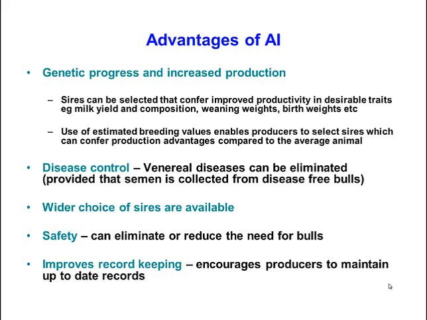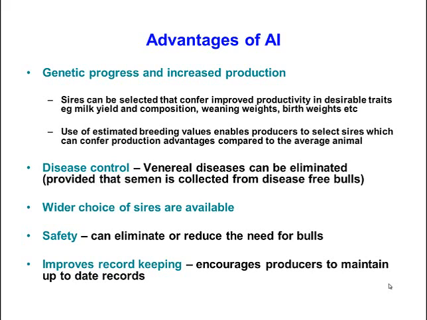The chief advantage of AI is that it can result in improved genetic progress within herds, and that leads to better production. Sires can be selected which confer improved productivity in particular traits that farmers might be interested in. In dairy herds, this is often milk yield or composition. In beef herds, it may be something such as weaning weights or birth weights, or a number of other parameters that farmers are interested in improving within their herds. They'll often use estimated breeding values to select the sires that they want in order to improve the traits that they're trying to improve.